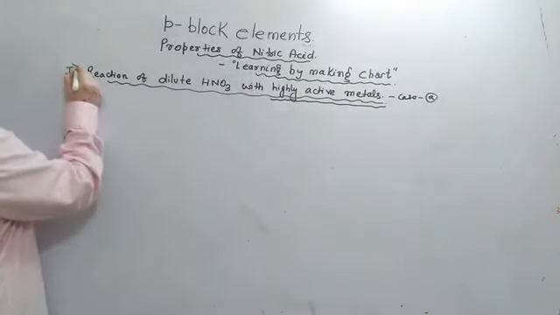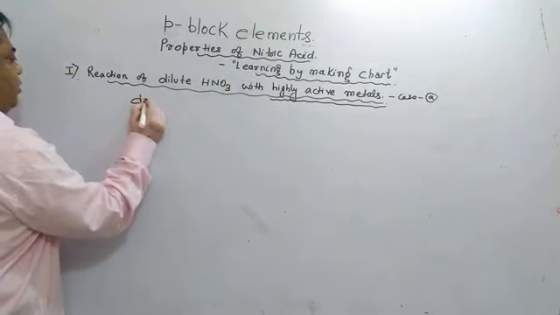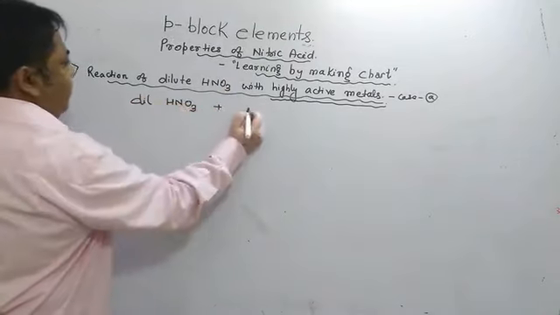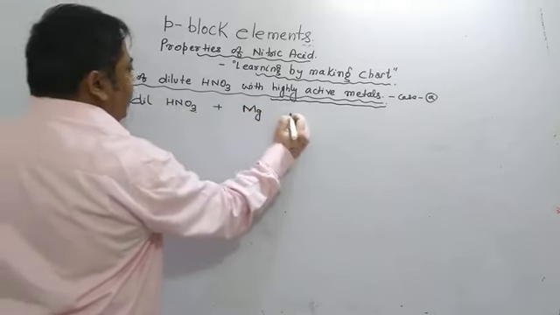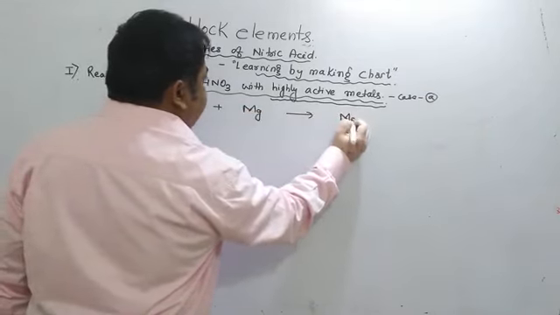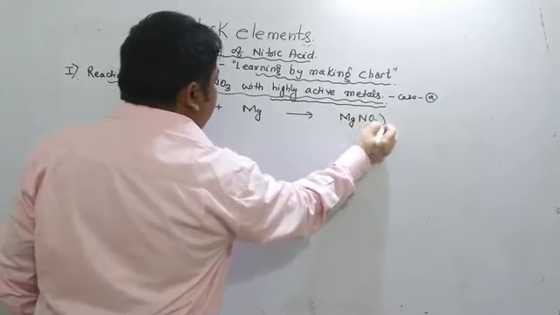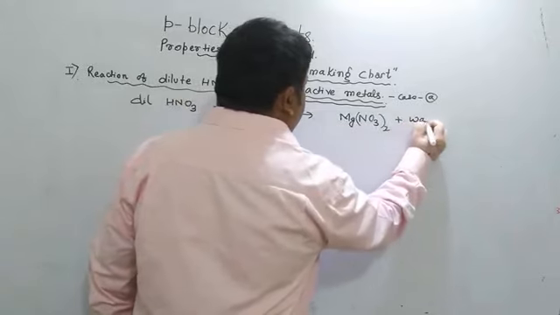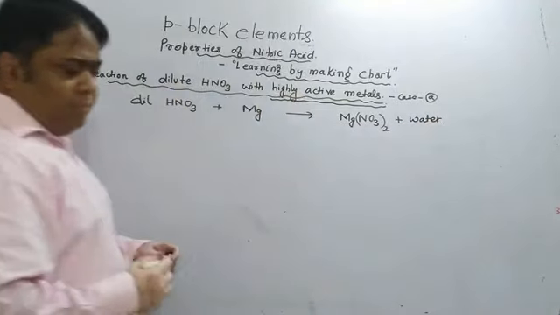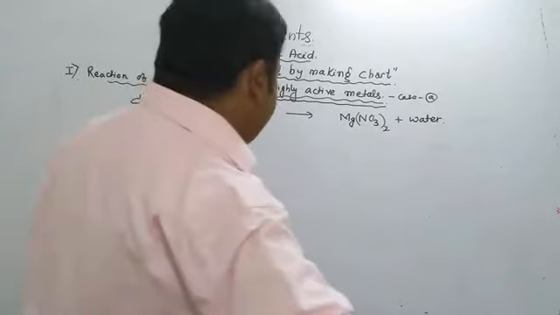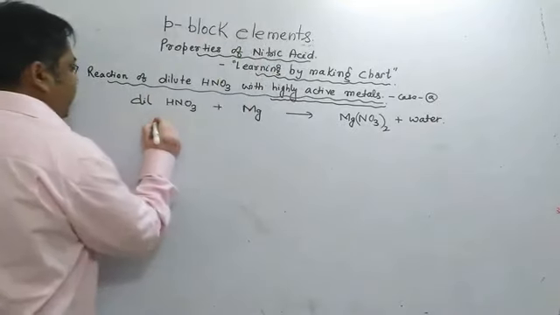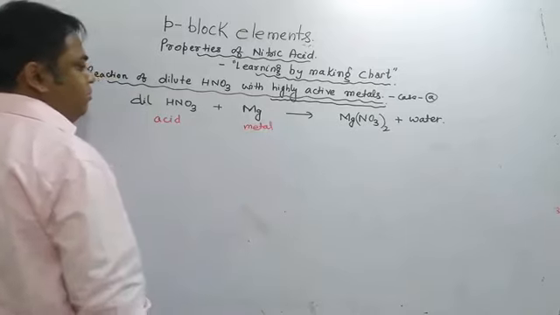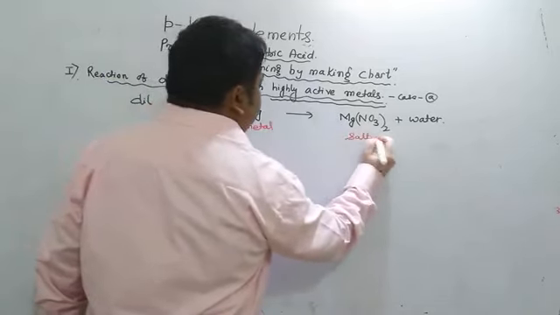So if you take dilute HNO3 with highly active metal like magnesium, it will form magnesium nitrate, Mg(NO3)2, means salt and water. So it is very obvious. So far we have learned this, that acid reacts with metal to form salt and water.